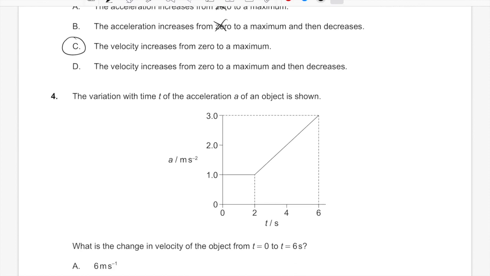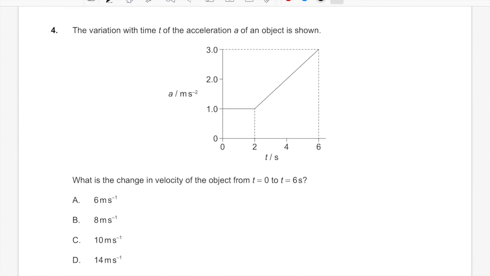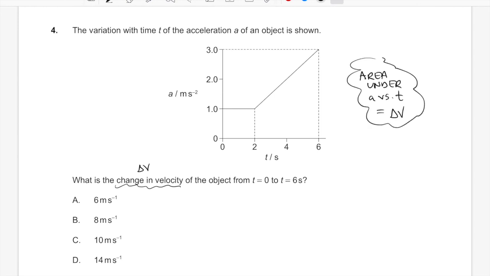Okay, next question is a graph. We have an acceleration versus time graph. So we just need to remember that they're asking for the change in velocity, delta V, and change in velocity is the area under an acceleration versus time graph. Acceleration times time has units of meters per second, so that's velocity. So we just need to find the area.